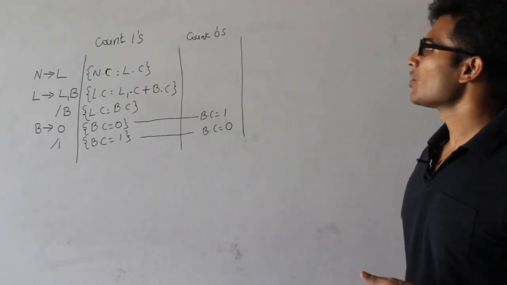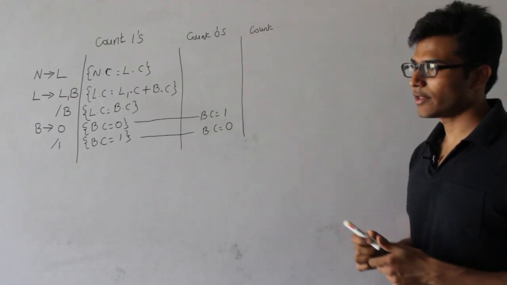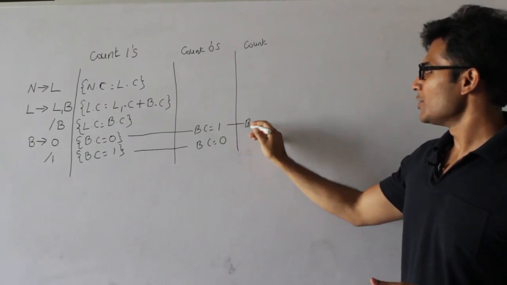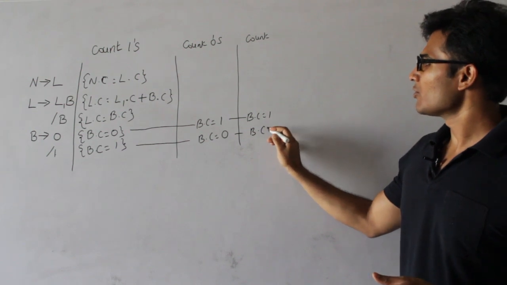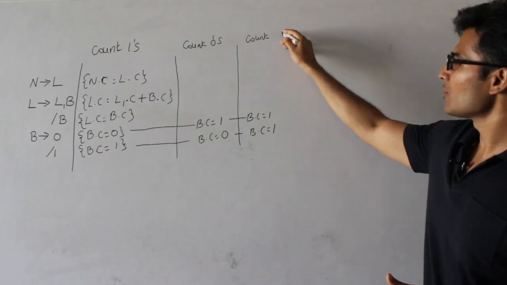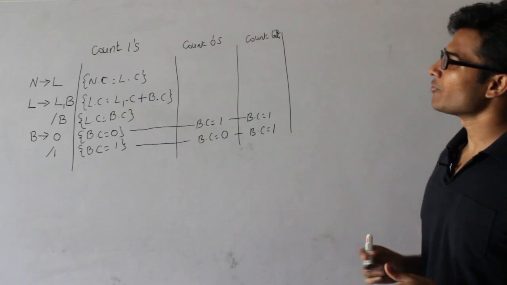In case I want to count the number of bits, all the bits, how can I count them? Just make B.count equal to 1 for both productions. Either 1 or 0, we are going to count. Then we are going to count everything, all the bits. It is counting the number of bits.